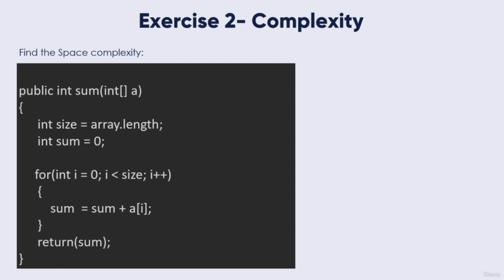If we look at the parameters, we have an int array. An integer takes around 4 bytes in memory. So an int array would take about 4 times n bytes. 4 is for the integer and n is the number of elements of this array.